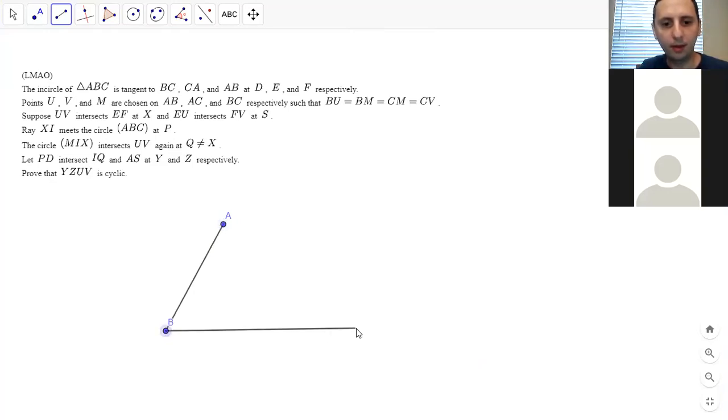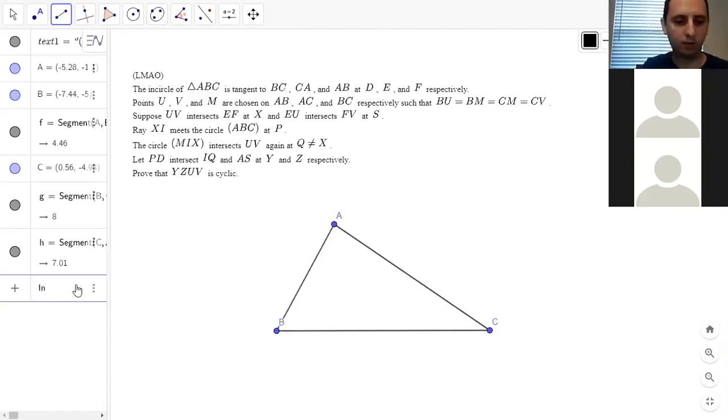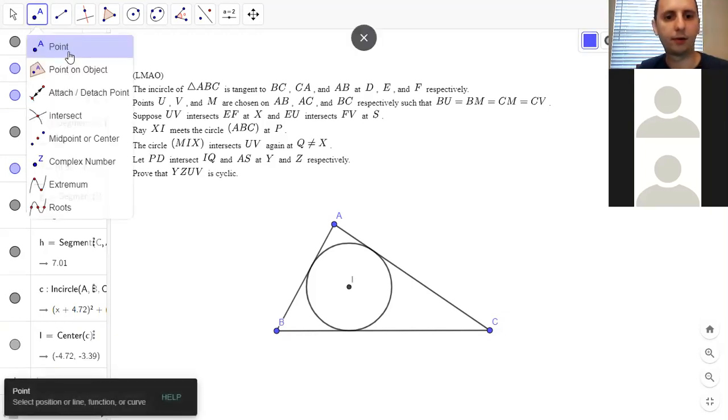So we have the incircle of ABC, and we draw the points of tangency. Circle A, B. Sorry, just a second. And then I'll just call the incenter I, even though it's not in the problem. So D, E, and F are the tangency points.